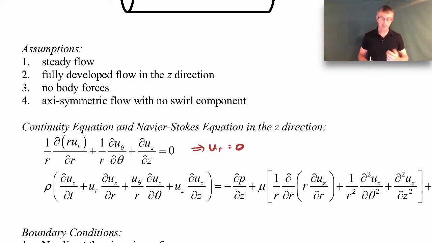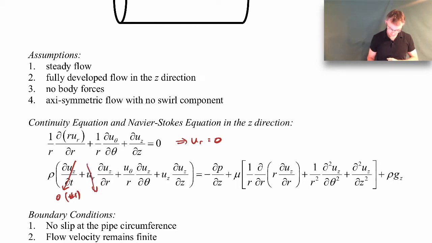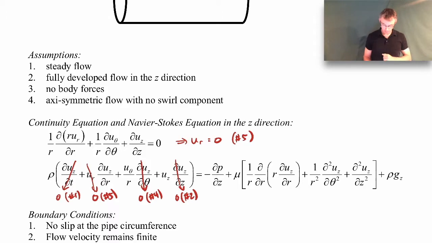And then with that information and those assumptions, we go to the Navier-Stokes equation in the z direction, which is this one. And we can simplify a lot of terms here. In fact, let's go ahead and quickly do that. We have steady flow, so that's because of number 1. This one is 0 because of, let's call this number 5 here. 0 because of number 5. This one is 0 because of number 4. This one is 0 because of number 2. What's driving this flow is a pressure gradient in the z direction, so we'll keep that one in there.